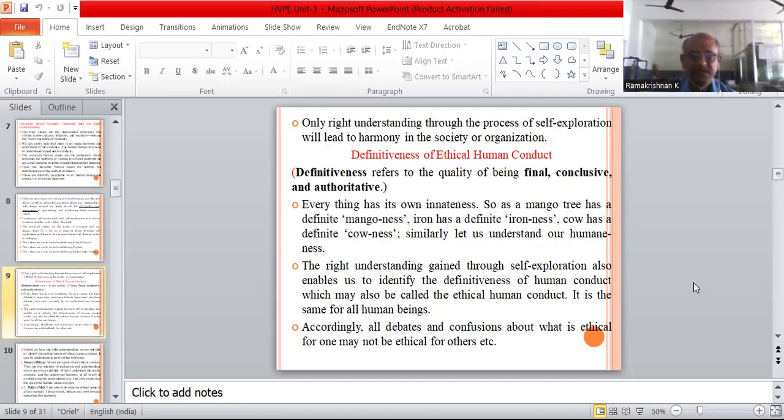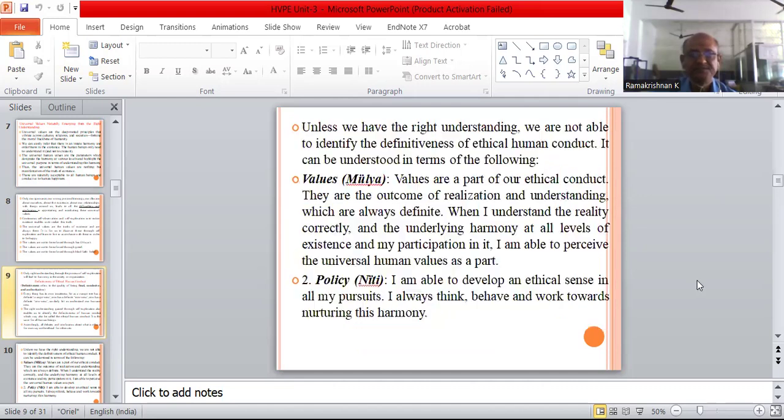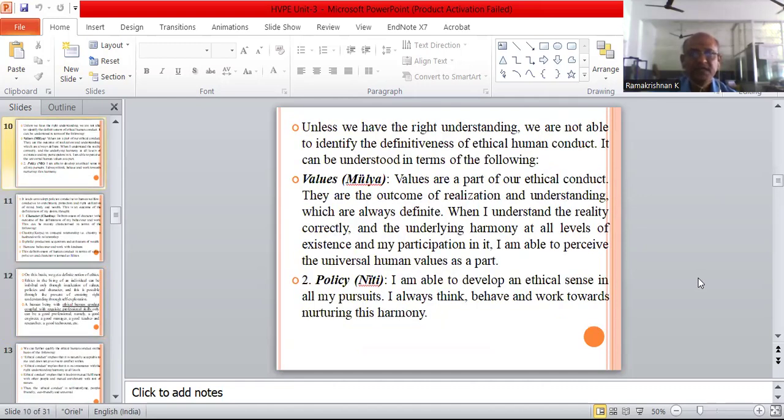From the ethical point of view, the ethics may not be similar for all persons. It may be different from person to person. But unless we have the right understanding, confusions will exist. So the values are part of our ethical conduct and policy. We have to maintain an ethical policy on our own.